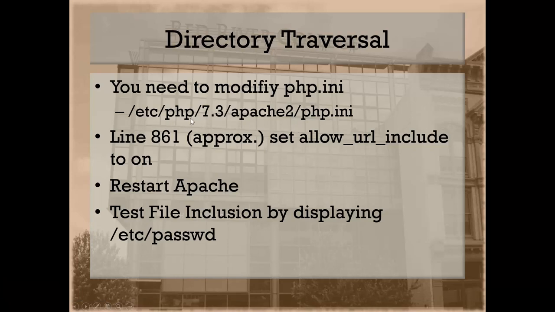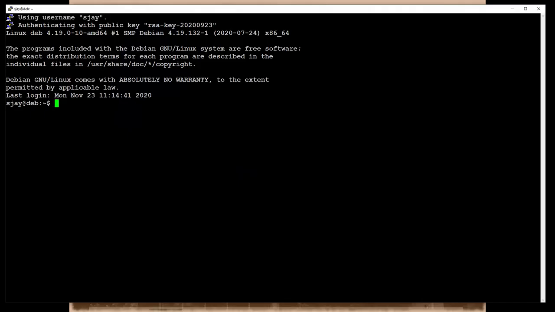We're going to have to modify the php.ini file. Around line 861, it's actually line 856 in my file, there's an allow URL include statement. So let's take a look at that. You can use nano for this, but you're modifying a server config, so the first thing you want to do is set your credentials to root.